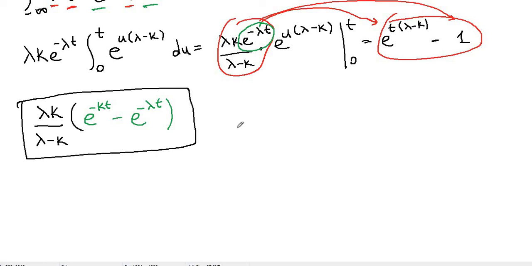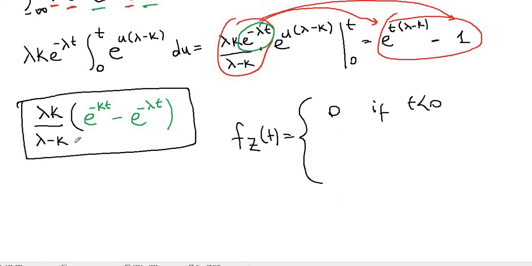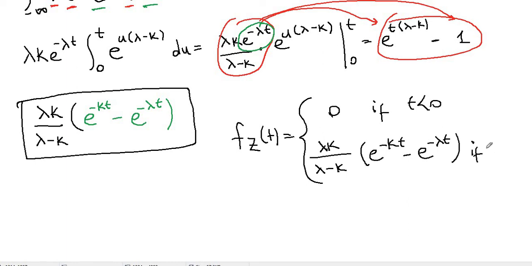Let's rewrite. So the density function fZ(t) is 0 if t is less than 0, and it is this function we found, the first parameter times the second parameter over (lambda minus kappa), times (e to the negative kappa t minus e to the negative lambda t), if t is greater than 0.